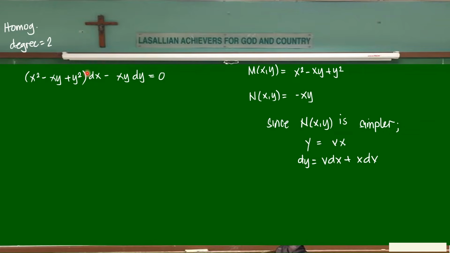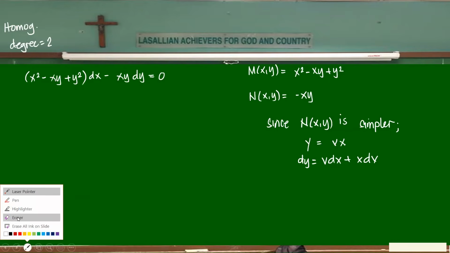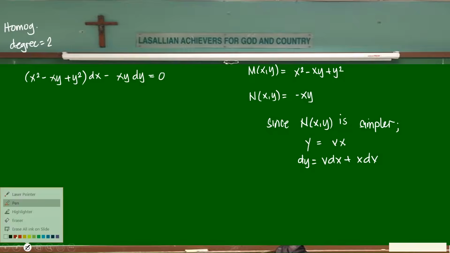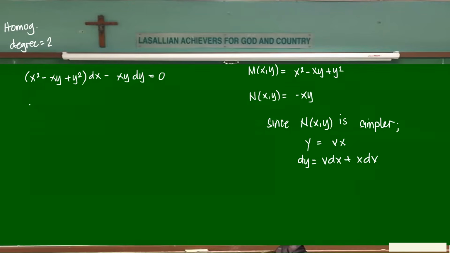Either the dx will change or the dy. It means the dy is the one that I will be changing to become v dx plus x dv, because it has only one term beside it. But if we change the x, how many terms are beside the x? 3. So what will happen is 3 terms multiplied by 2 terms. It will be more difficult. That's why we select the simpler one. You understand? So, all the y will be turned into vx.